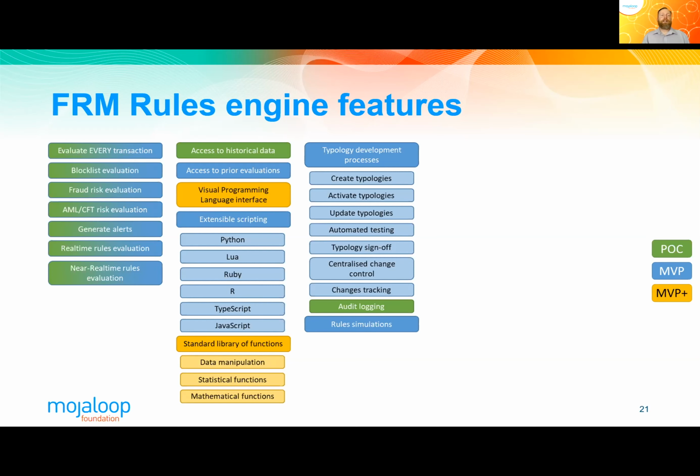For the MVP, that will probably be a more full spectrum implementation of block list management. Fraud risk evaluation and AML evaluation, similarly, we have picked a number of typologies that we think we could use for the purposes of the POC. We'll be refining our thinking around those over the next week, and then we'll come back, and what we'd like to do is to have a workshop where we can discuss those with the community at large.